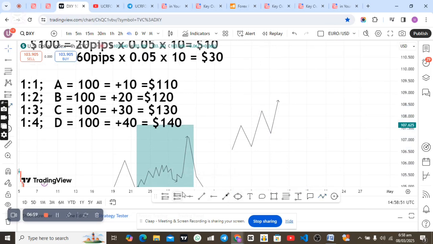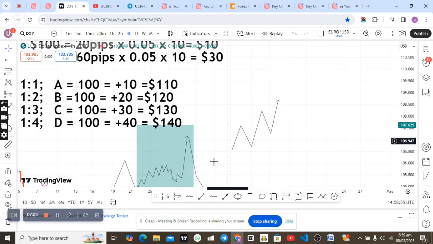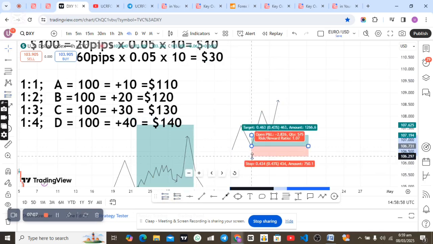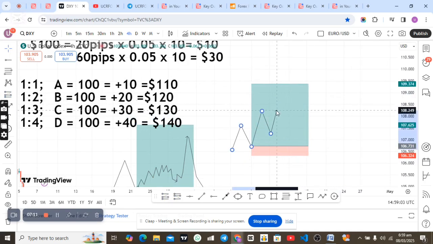Let's say you went in for a buy around a particular zone, with the stop loss below and take profit around a particular zone. Now the market is running in your favor, but you don't want this market to hit TP. You don't want it to hit take profit.